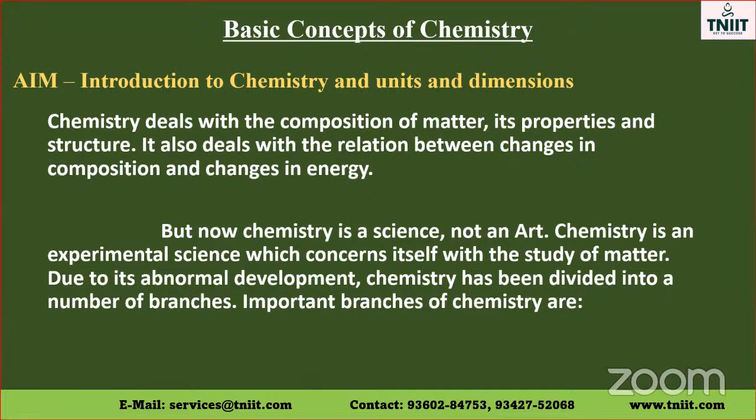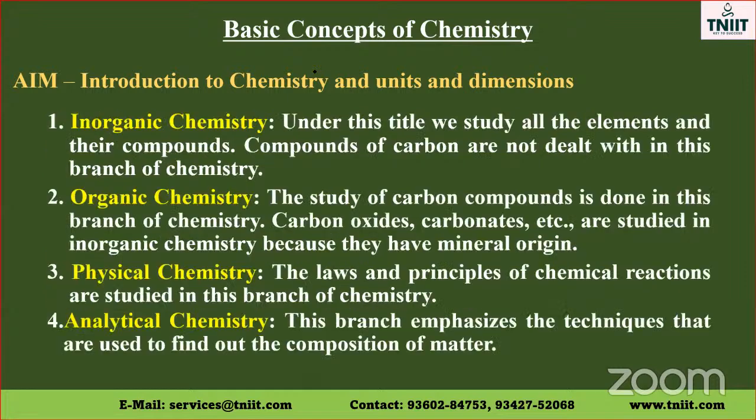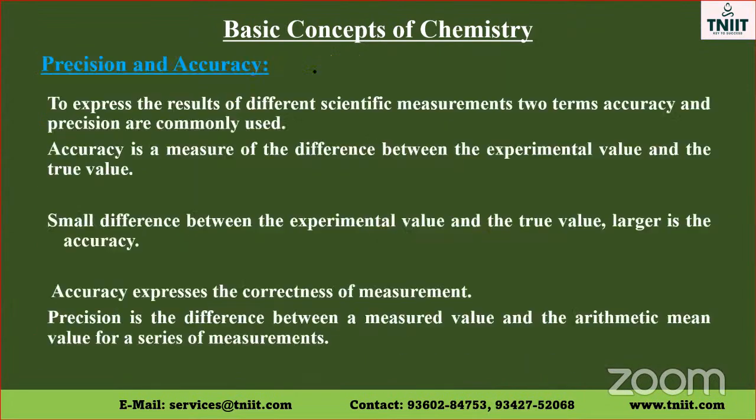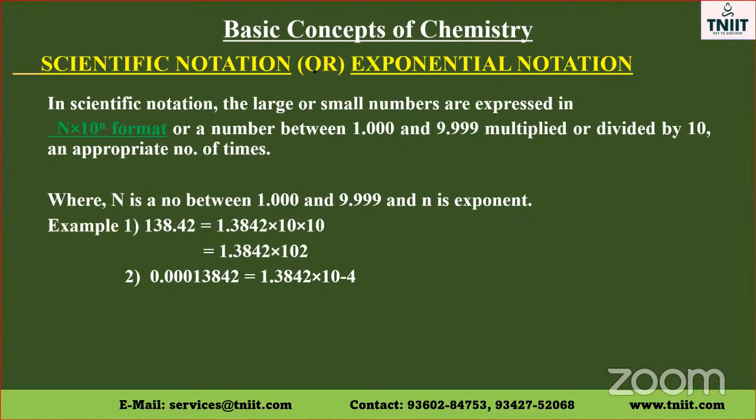The next concept in the basic concepts of chemistry. In the previous class we learned about units and dimensions, fundamental units and derived units, and also what precision and accuracy are. This is important: scientific notation. Now, what is scientific notation? For example, Avogadro's number.